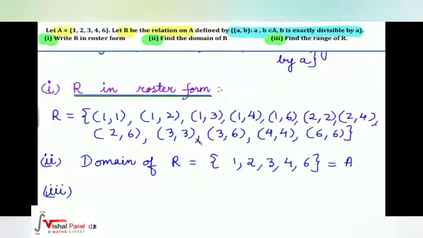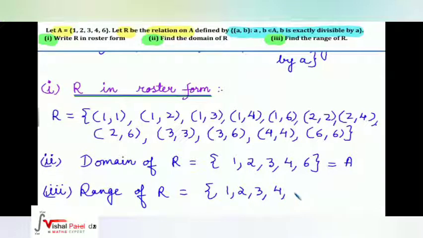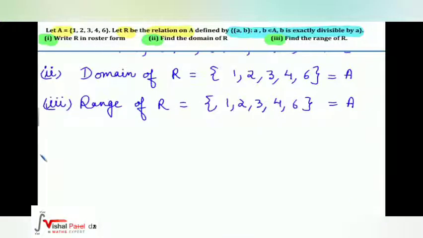And range is equal to the range of relation R. Range of R is equal to the second elements of the relation. Second elements are also 1, 2, 3, 4 and 6. That is also equal to A. So this is your final answer.